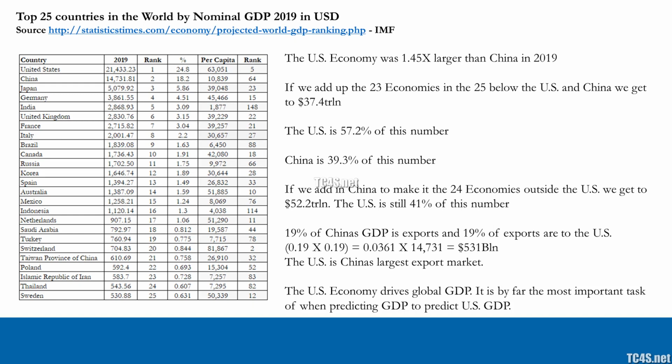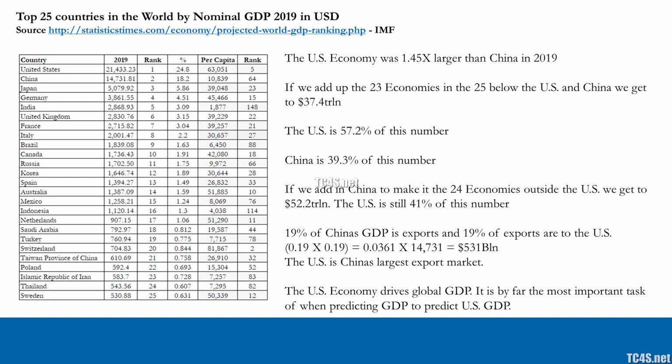Let's have a look at the top 25 countries in the world by nominal GDP, taking the data in 2019 in US dollars, and that's from the IMF, okay? So we're looking at the table on the left. You can see United States at the top there for 2019. Let's try and understand some of these numbers when we look at all the countries that are in the table here.